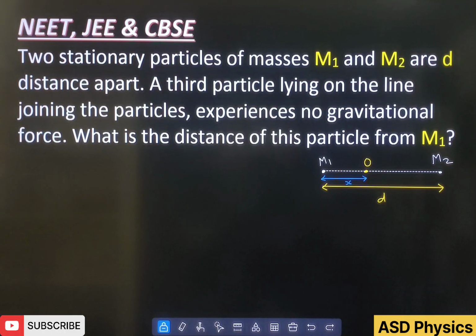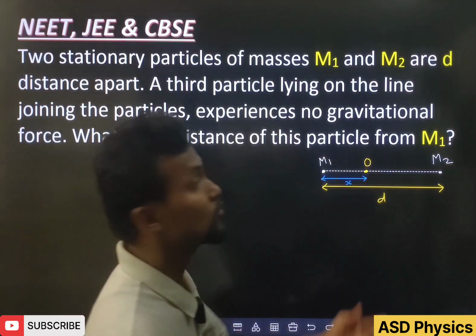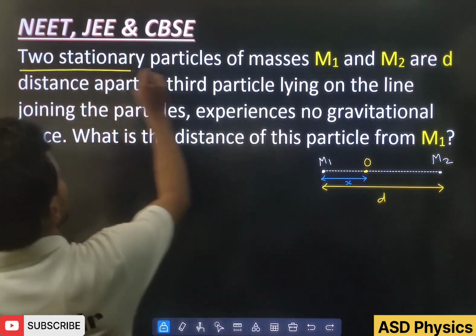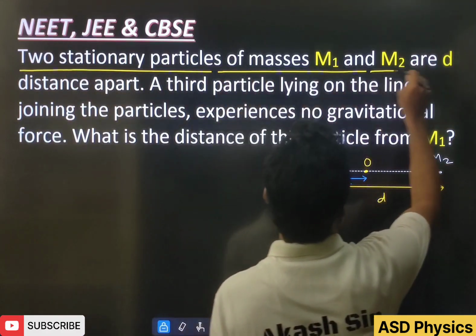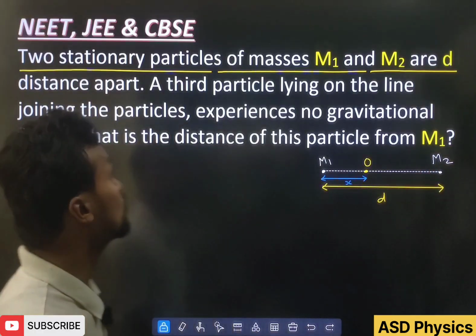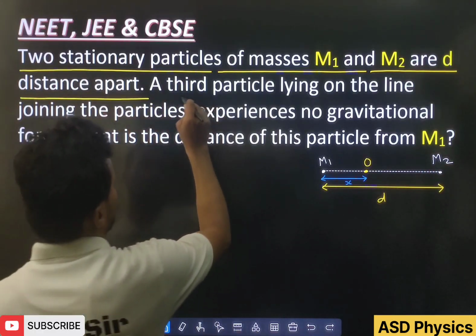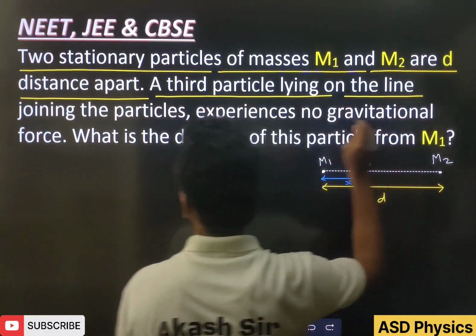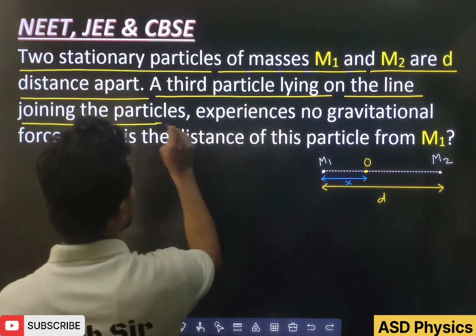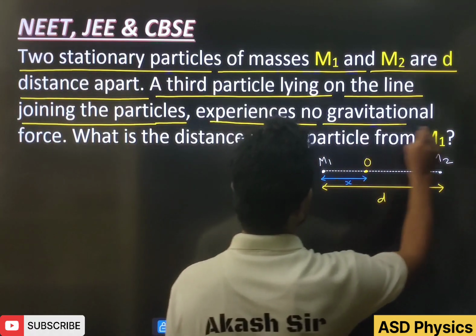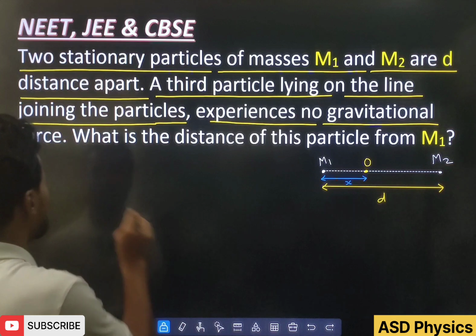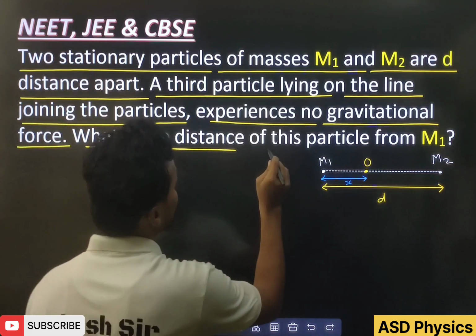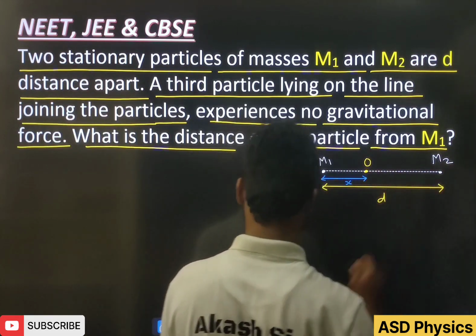Now let's see the next one. We are going to see one question here. Important question. The question is: two stationary particles of masses m1 and m2 are d distance apart. A third particle lying on the line joining the particles experiences no gravitational force. Now, what is the distance of this particle from m1?